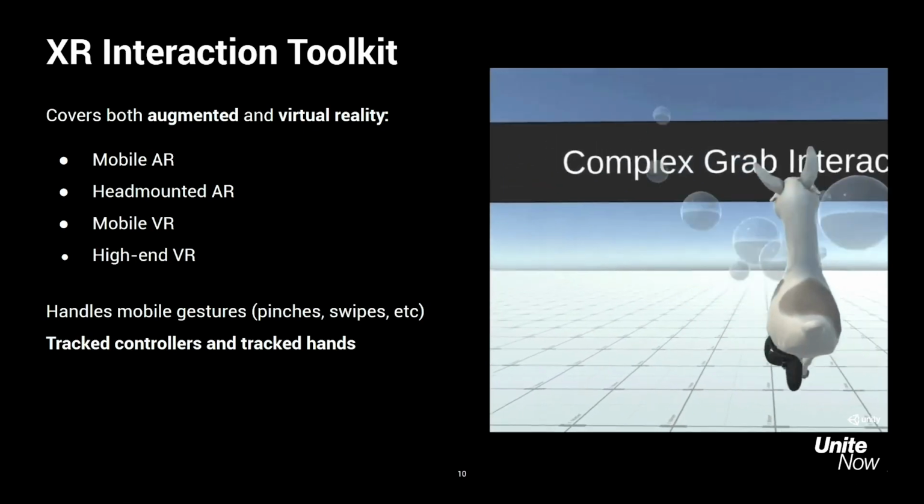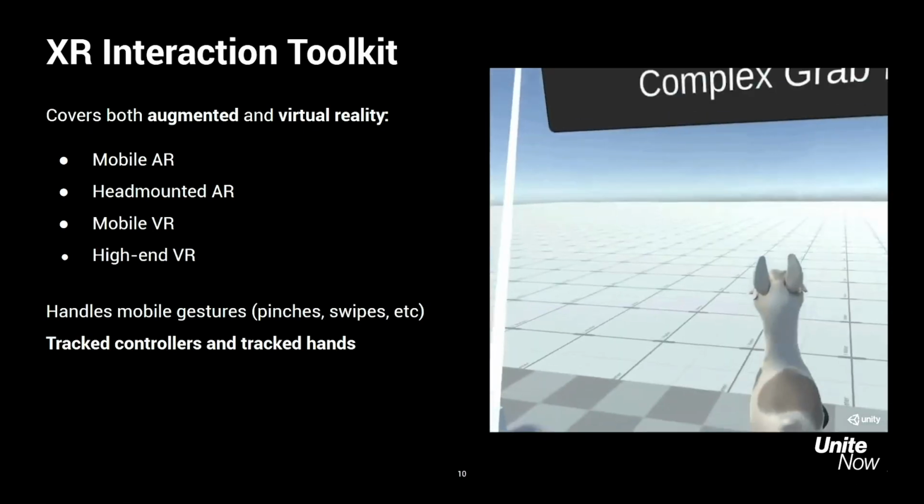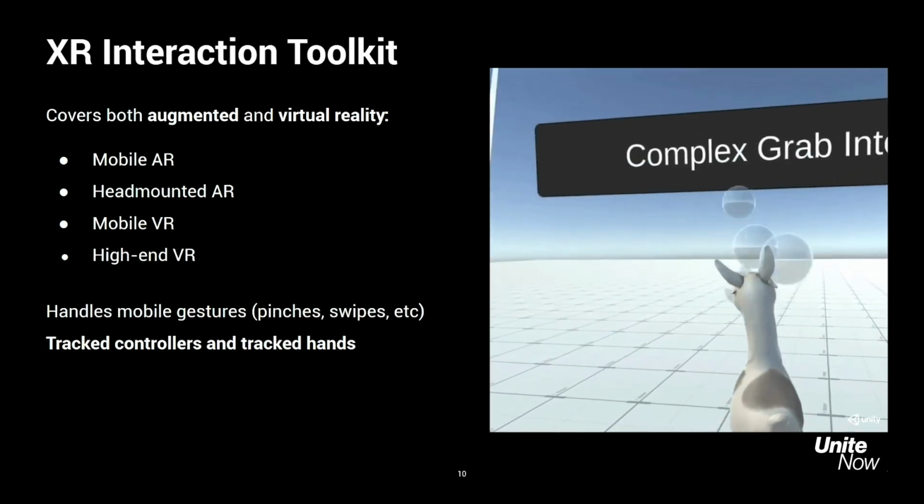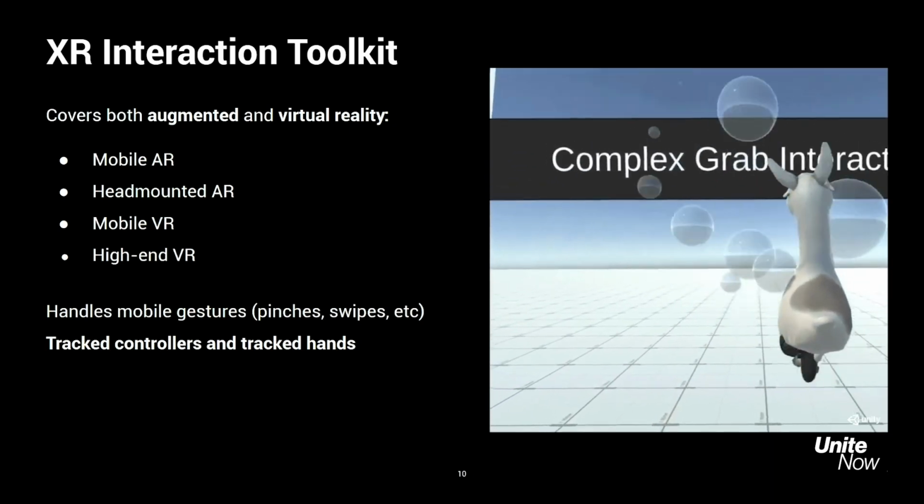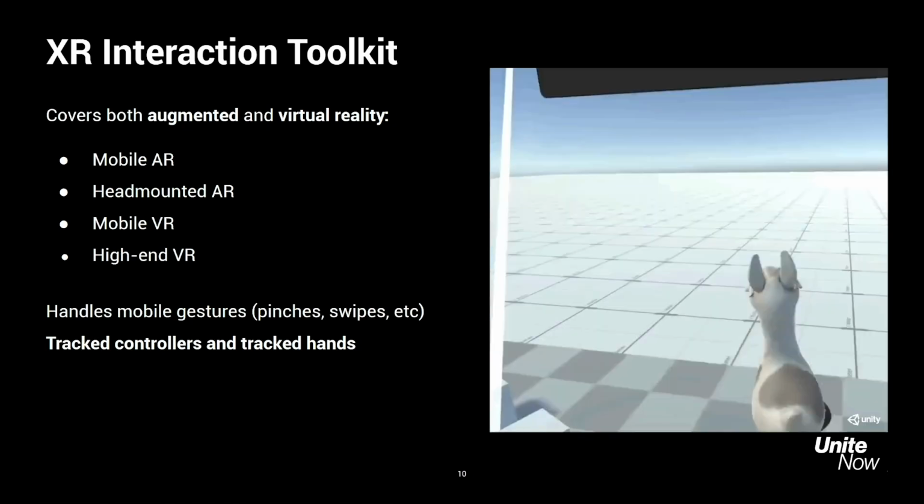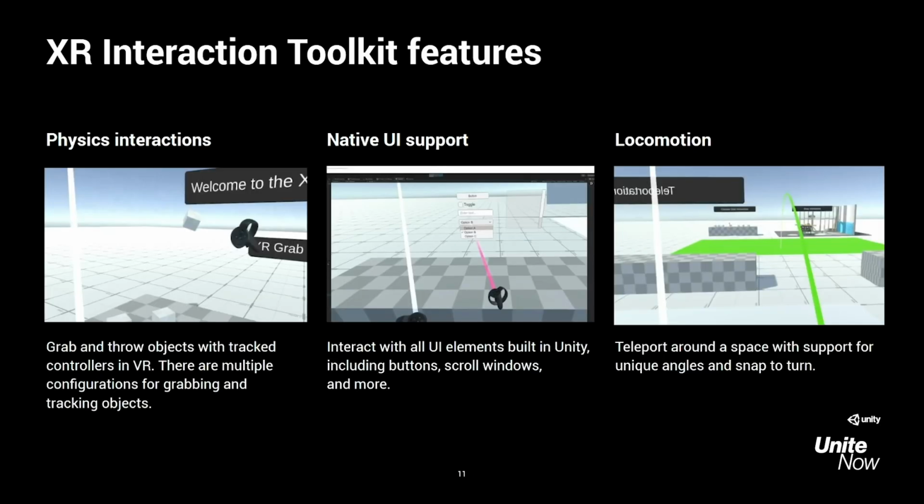Right now, we do cover tracked controllers, but we're also thinking about the future of input. As more platforms adopt things like hand tracking, there's also plans to integrate that into the XR Interaction Toolkit. Some of the core features included are things like physics interaction, which give you the ability to pick up and grab objects in a very intuitive and natural way. There's lots of parameters for tweaking things like the acceleration or how the object is tracked to your controller, so that you can adjust it for the application or the game that you're building.